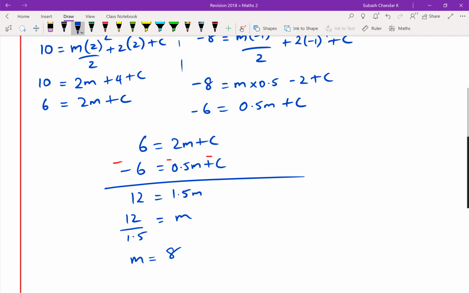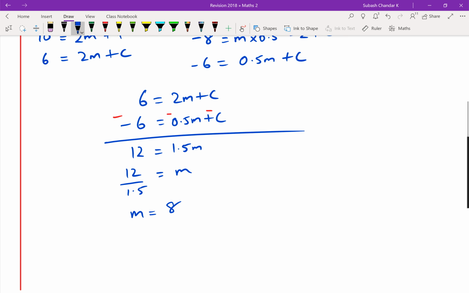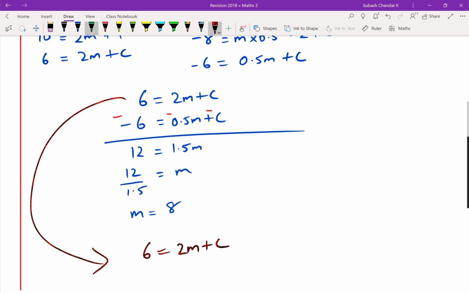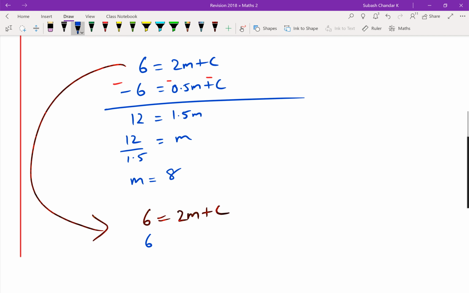Now that I've figured out what m is, I've got to go back and figure out what c is. I can use any equation. I'm going to use this one here because this looks nice and simple. Because 6 equals 2m plus c, and I've got 6 is equal to 2 times 8 plus c. 6 equals 16 plus c, which means c is equal to negative 10.